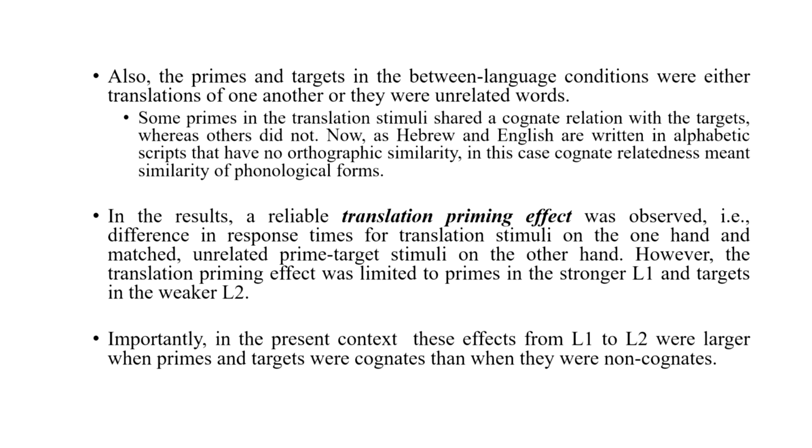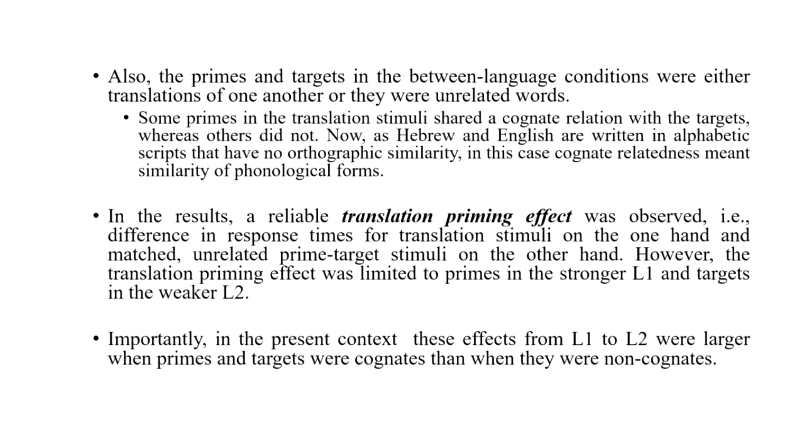So, for example, you could use one word as a prime and its translation in another language as the target. Again, they have both semantic overlap as well as orthographic overlap. Now, some primes in the translation stimuli shared a cognate relation with the target, whereas others did not. Now, this is the critical part. As Hebrew and English are written in different alphabets, when I am talking about cognates, I am not talking about orthographic similarity in a typical manner. I am talking about phonological similarity. They may have the same meaning, but they also sounded the same.